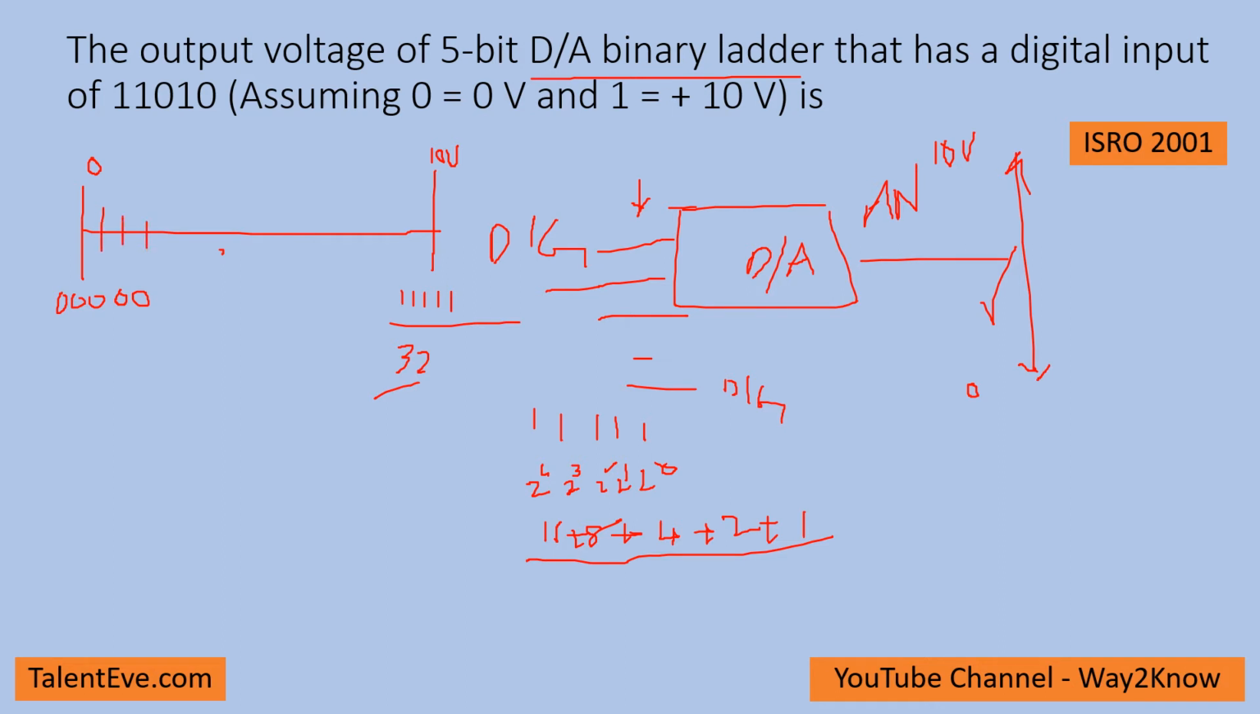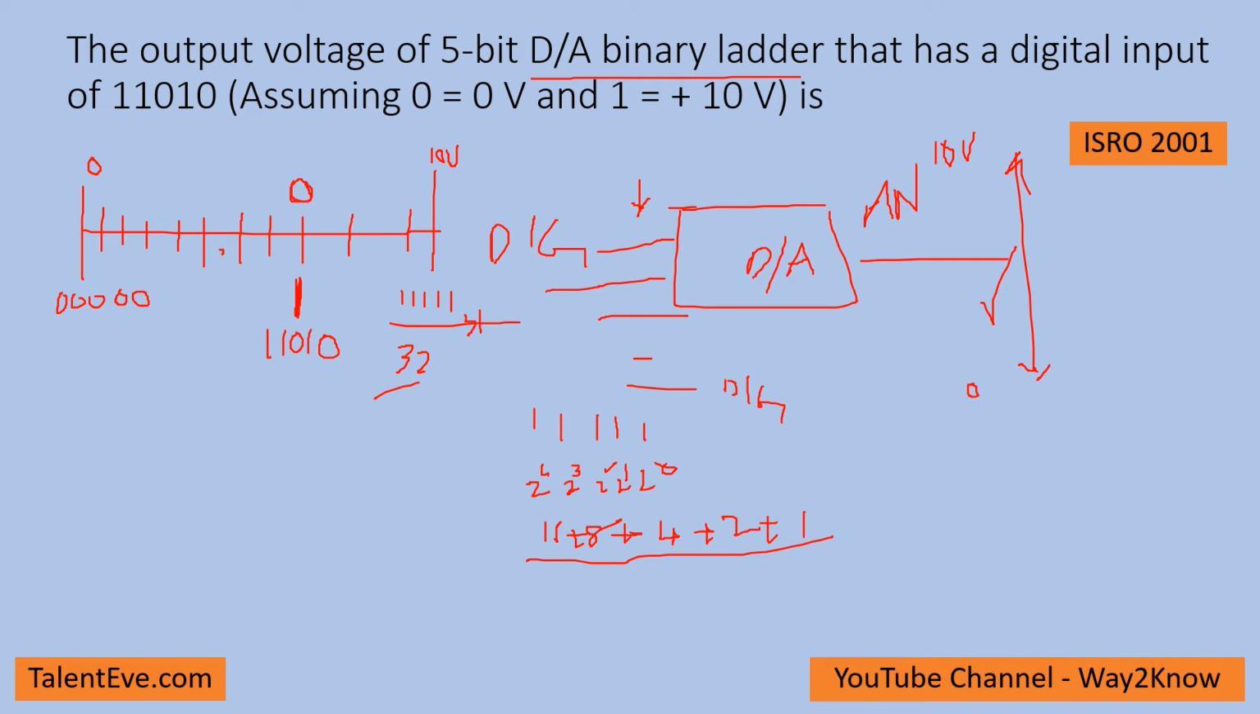So 0 to 10 volts is divided into 32 values, because 0 is 0 and 10 volts is represented by 31. So there are 32 values here, and one value is provided, which is 11010, corresponding to a specific value here. We have to calculate the analog value. That is the requirement.